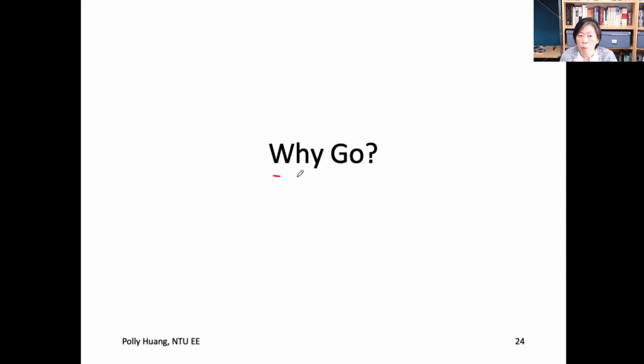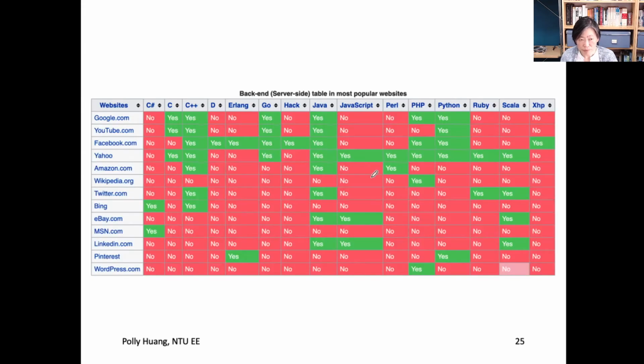Now, why Go? So this is a table that I downloaded from the web from a developers forum. Okay, so some of these developers contribute code for google.com, for youtube.com, for many of the .coms. Okay, so what I'm showing here are the popular websites and the programming languages being used for these popular websites, particularly at the server side.